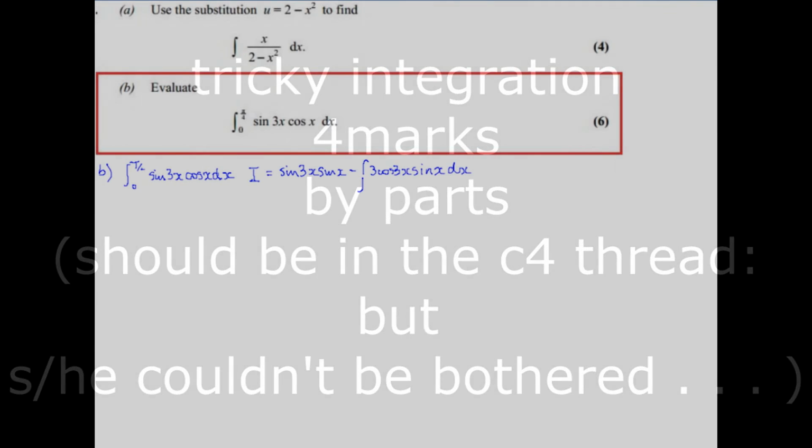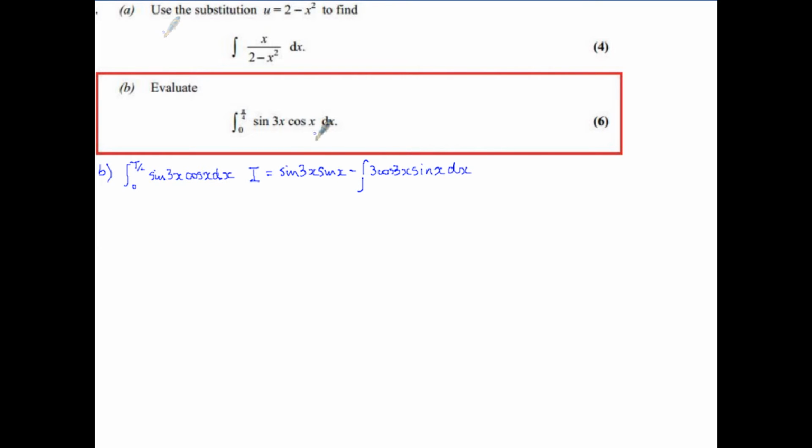Okay, hi. We're evaluating this integral, part B, from 0 to pi by 4 of sin 3x cos x dx. And I'm doing it using integration by parts. There is a different way, I'll do that in a different video later on. But here we integrate by parts.